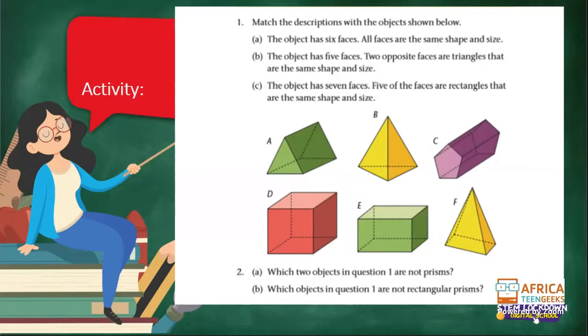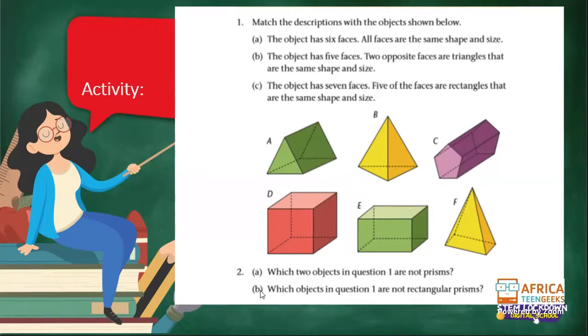Okay, I see Atengosi saying D and C, D. Okay, which question are we answering now? We're answering question 2, where we said which two objects in question 1 are not prisms, of which I answered that. And I said B and F, right? Because now I am able to see the chat box.